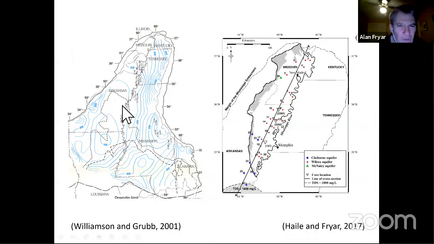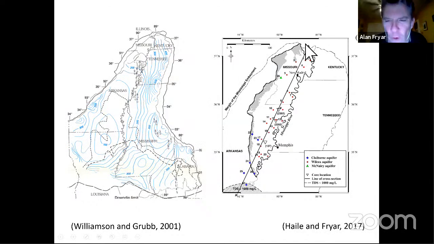So the Mississippi River floodplain is more to the west, and the river itself is kind of up against the valley wall to the east. So what that means in terms of groundwater flow is that following the topography, east of the river, flow tends to be toward the west, whereas west of the river, flow tends to be more toward the south, parallel to the river.